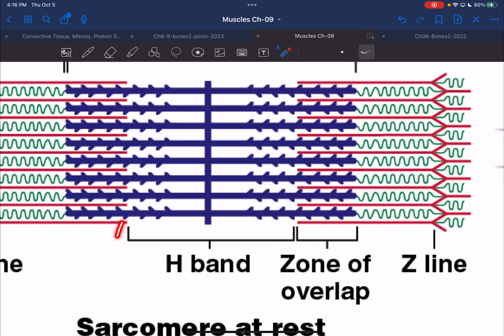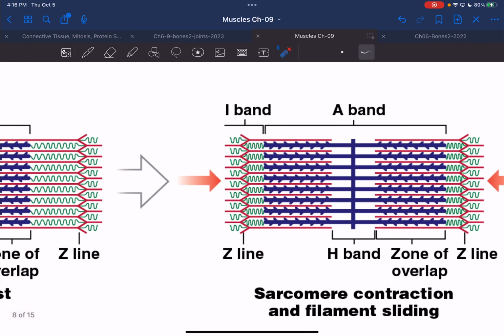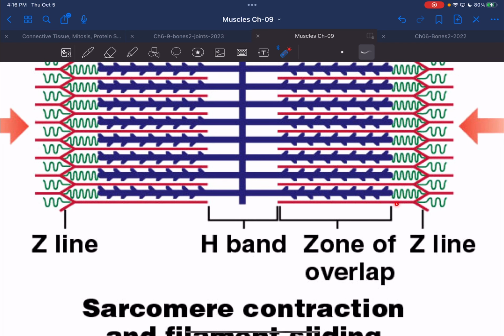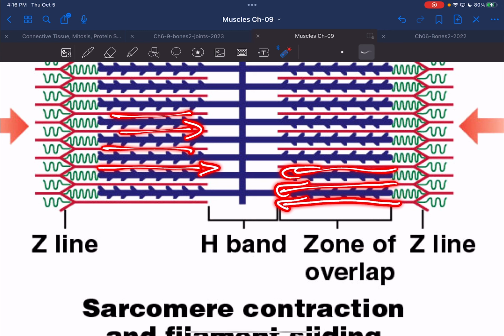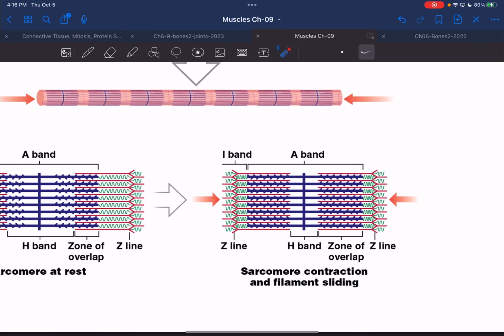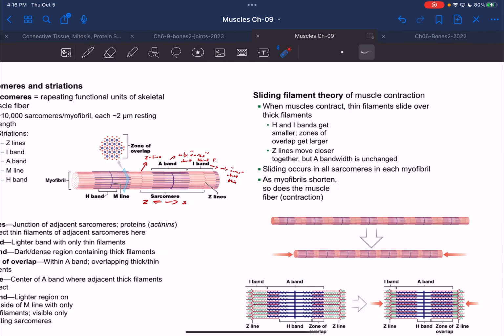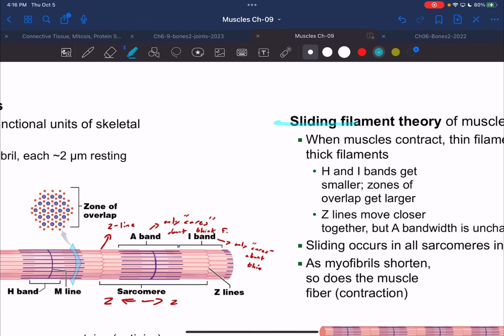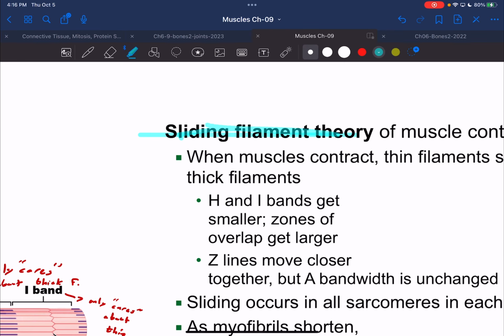This H band starts off a little larger when it's relaxed. The second you want to squeeze that muscle cell together, all of those thin filaments travel towards the M line from each side. And so this H band decreases inside. Everything that we're talking about right now is referred to as the sliding filament theory. This is just the way to describe the way a muscle contracts.